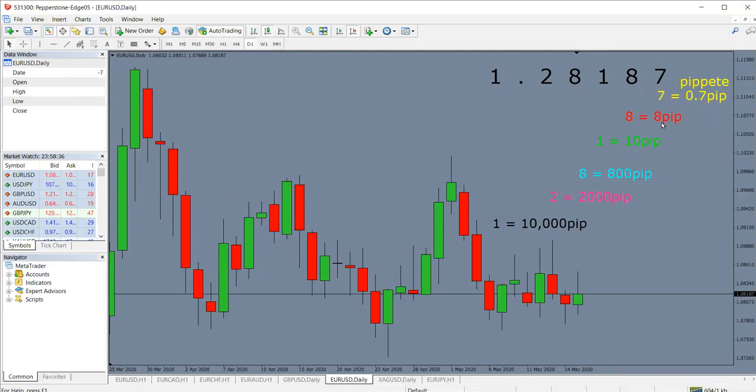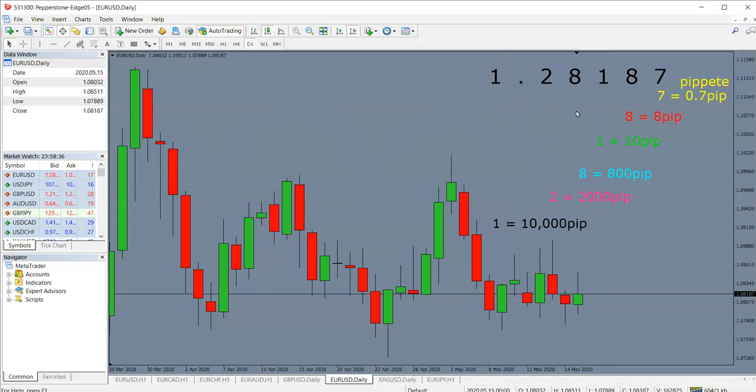So the 8 represents 8 pips, followed by the 1, which equals 10 pips. It can be any other digit. If it's 3, then simply it will be 30 pips. The 8 before that is 800 pips, the 2 is 2,000 pips, and the 1 is worth 10,000 pips. So it takes a tremendous amount of change for the first decimal place to actually change.